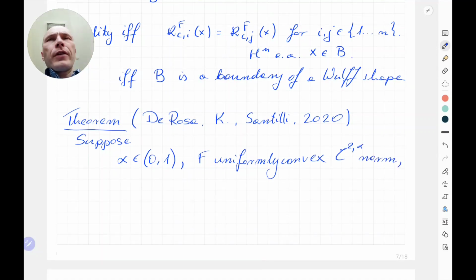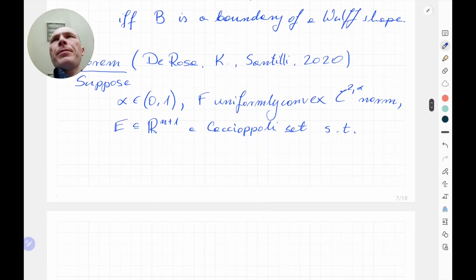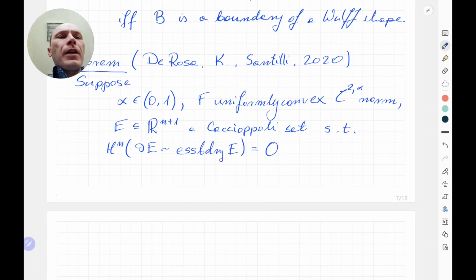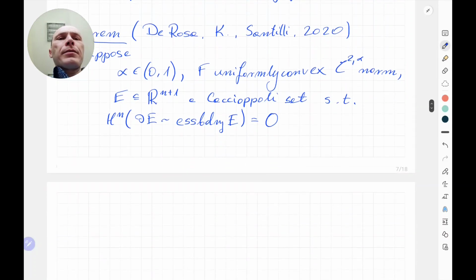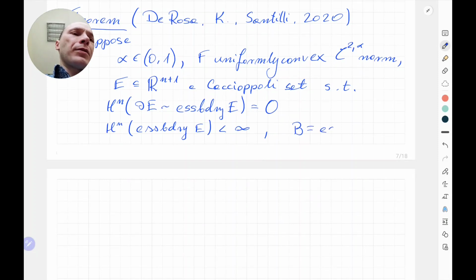F is a uniformly convex C2 alpha norm. E is a Caccioppoli set satisfying certain properties, namely, we have to assume that the topological boundary differs from the essential boundary by a set of Hn measure 0. Of course, the topological boundary is bigger than the essential boundary. Now we also assume that the essential boundary has finite Hn measure. Okay, let us introduce this B to be the essential boundary.